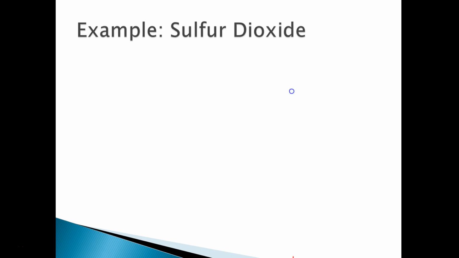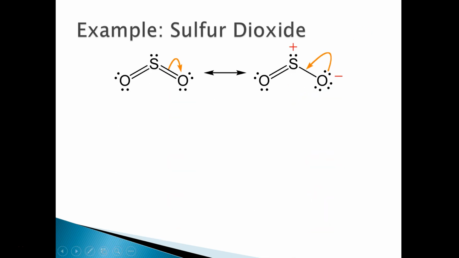All right, a good example here is sulfur dioxide. Sulfur dioxide has two possible Lewis structures, one with a central sulfur atom double bonded to two oxygens, and the other with the central sulfur atom double bonded to one oxygen and single bonded to the other. To calculate the formal charge for each molecule, we have to go through and calculate the formal charges for each atom in the molecule.